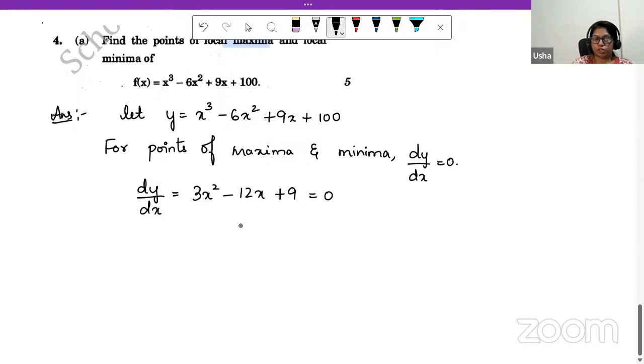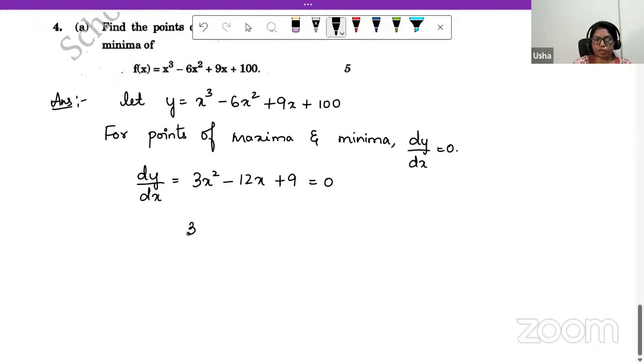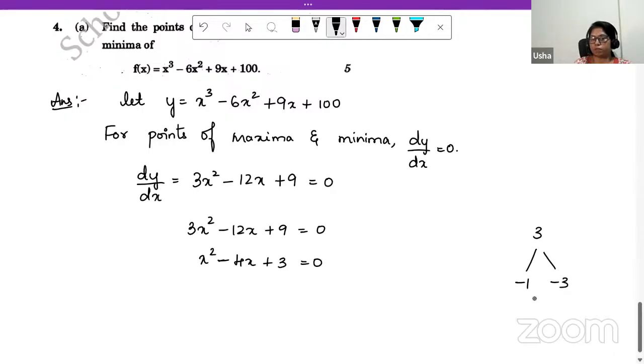Now take this equation, equate it to 0 and simplify. 3x square minus 12x plus 9 is 0. Take 3 common. You will get x square minus 4x plus 3 equals 0. Here the product is 3. You should split two numbers such that when you multiply, you get plus 3, and when you add, you get minus 4, which are minus 1 and minus 3.